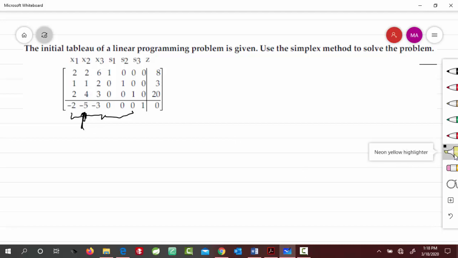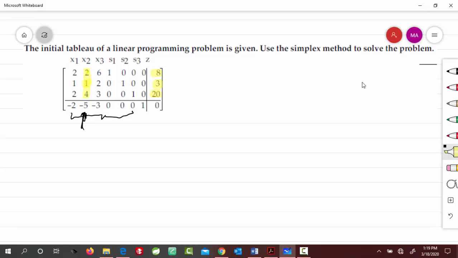So it could be either a 2, a 1, or a 4. One of these numbers could be the pivot. To determine which one, actually all three of them are positive, so any one of them can be a candidate. But which one? For this, you have to check the appropriate ratio. We check the ratio with this column: 8 and this 2, then this 3 with this 1, and then this 20 with this 4.